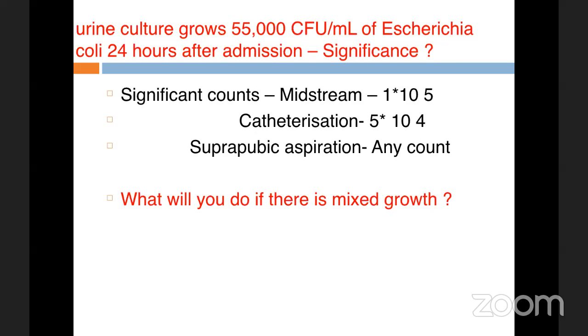Similarly, recently a criterion has come from the AAP: if your clinical diagnosis is compatible with UTI, then even in a midstream sample, 50,000 should be taken as significant. So although the count is a reference, you should look at the clinical features. If the clinical features look like a UTI, even if it is less than 1 lakh in a midstream, you should take it as significant, and it should be a single organism. What will you do if there is a mixed growth? Suppose you grow E. coli and Klebsiella, I'm not going to treat both organisms with a common antibiotic. I'm going to say that this is contamination, so I'm going to repeat the urine culture sample.